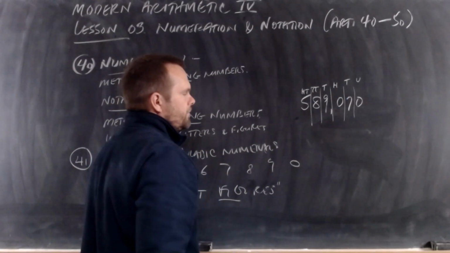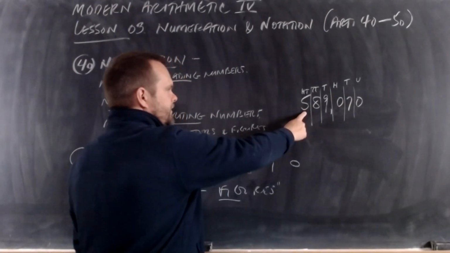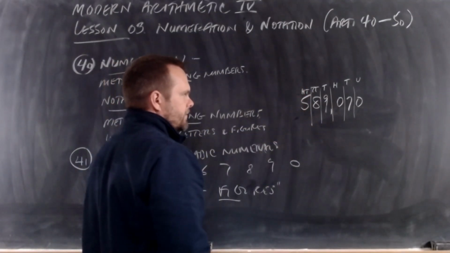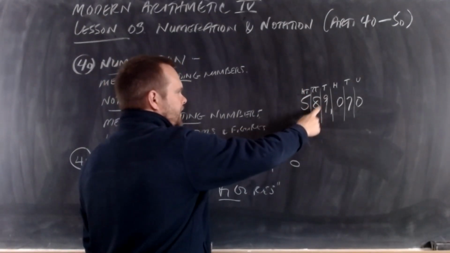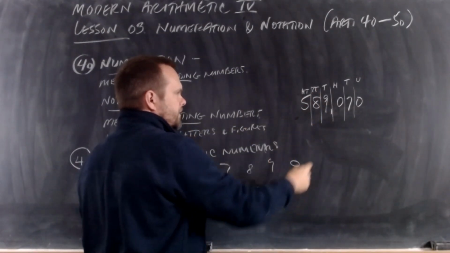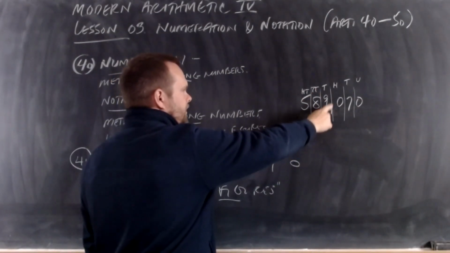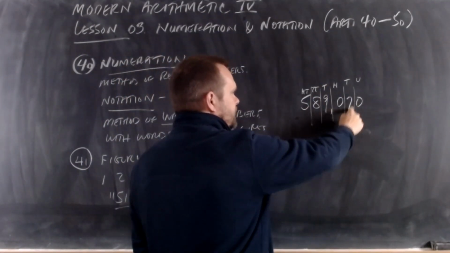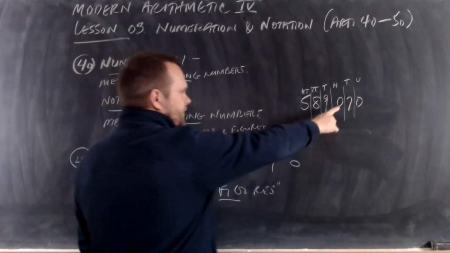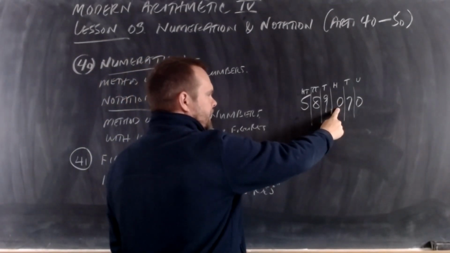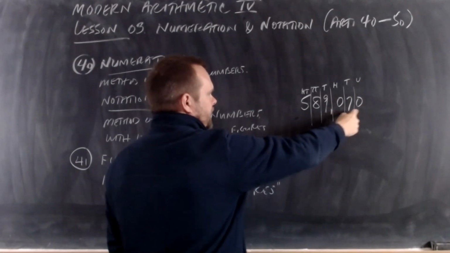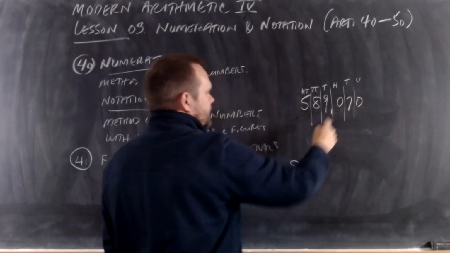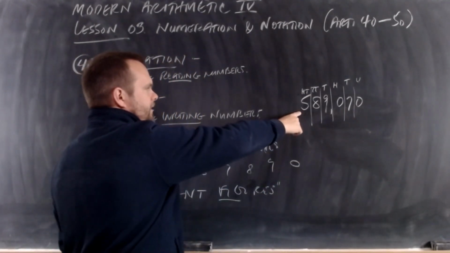All of the other numbers are significant figures. This is significant because it tells us that there are 500,000s. This is significant because it tells us that there are 8 10,000s. This is significant because it tells us there are 9,000s. And this is significant because it tells us that there are 7 tens. This is not significant. It's simply a placeholder. There are no hundreds. This is not significant. It's just a placeholder. There are no units.